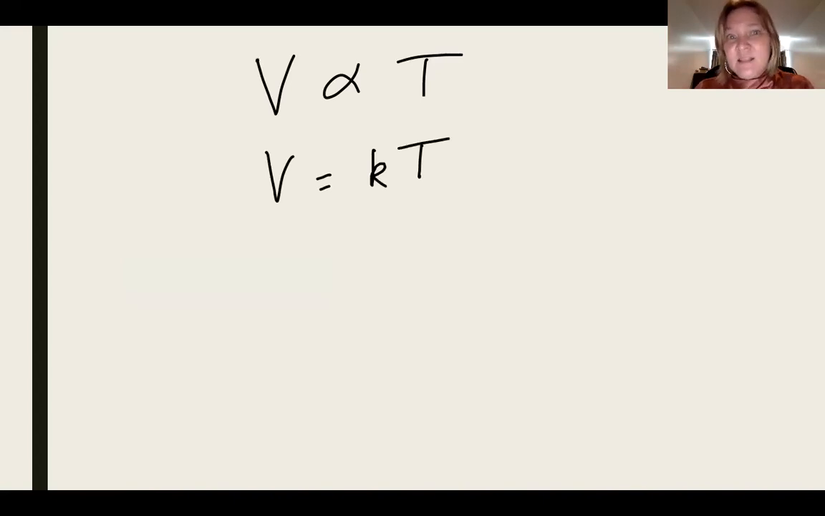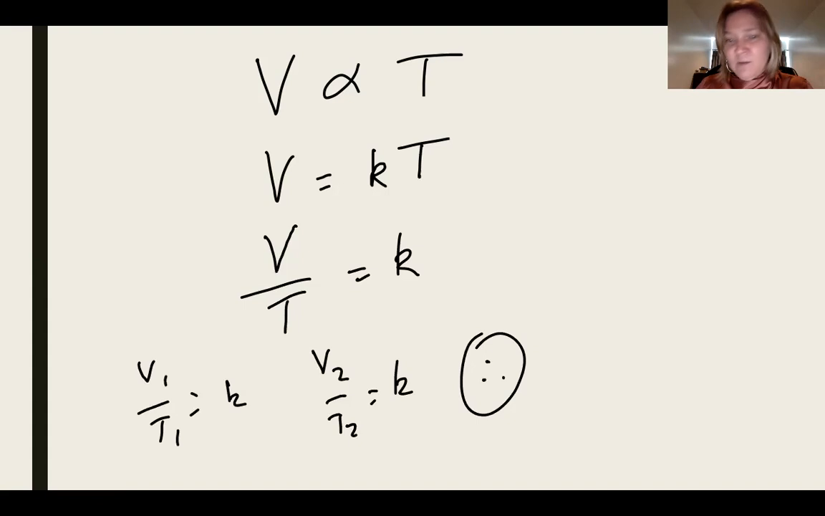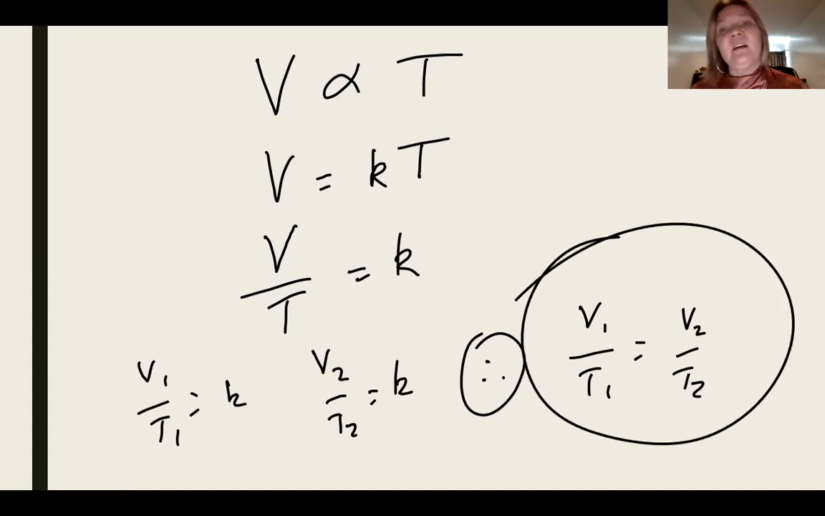So that we have a constant on one side and all the variables on the other, we can rearrange that to V over T equals K. Now we can compare initial and final volumes and temperatures by introducing 1 and 2. If V1 over T1 equals K and V2 over T2 equals K, therefore V1 over T1 equals V2 over T2. And this is the formula for Charles's law.